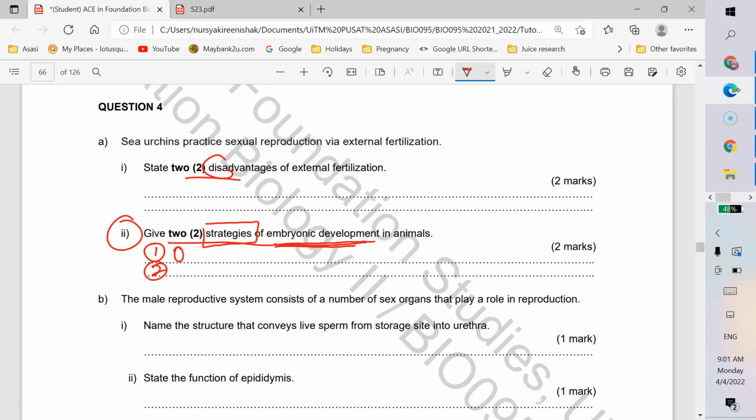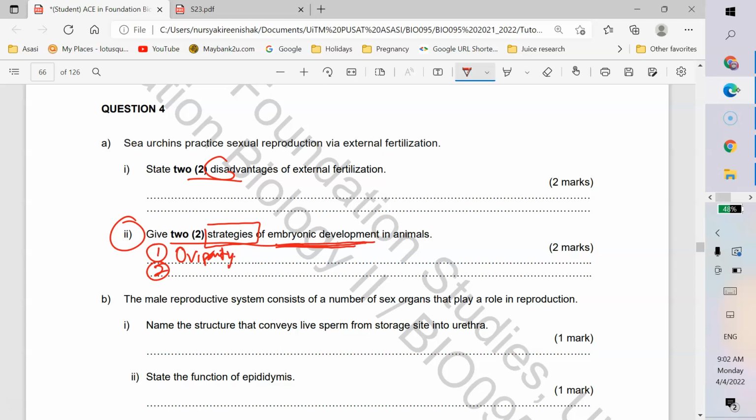Saya dah bagi keyword kat situ dah. Huruf. Apa dia Izzat? Dah 3 dah kata huruf ni. Ovi apa? Oviparity. Ovi? Parity. Okay. So oviparity is one of the strategies where the embryo will develop inside eggs that is laid outside of the body. So the nourishment comes from the egg yolk.